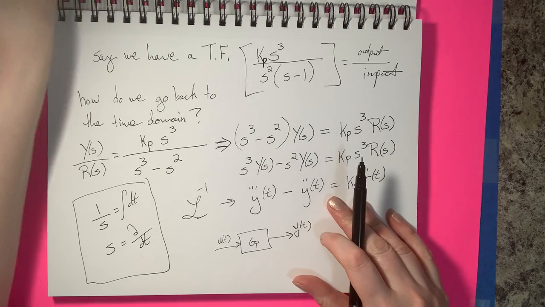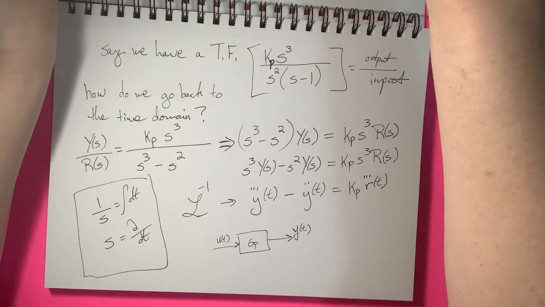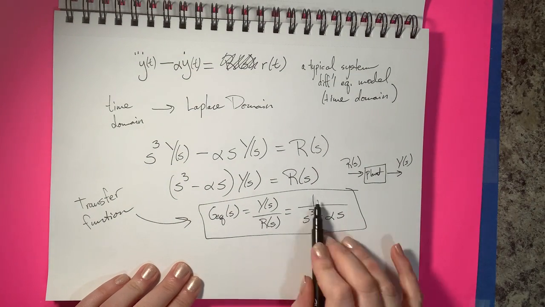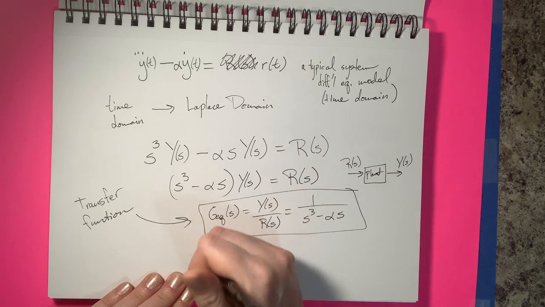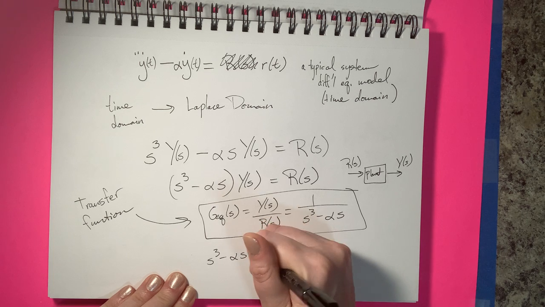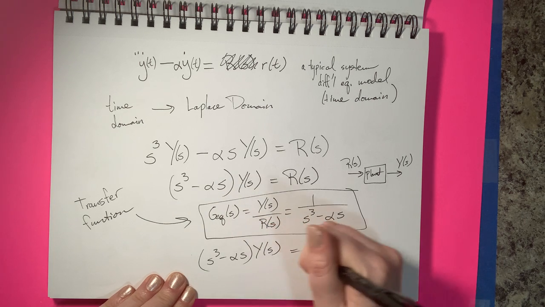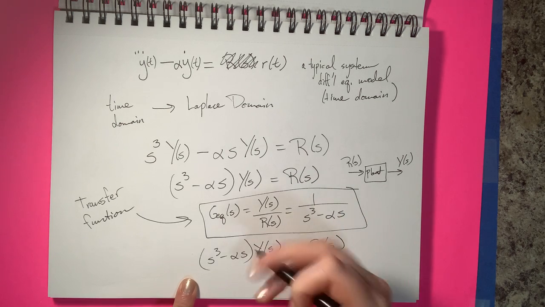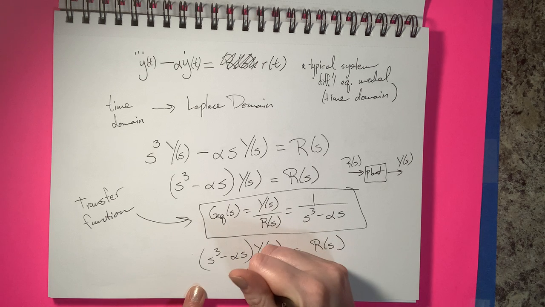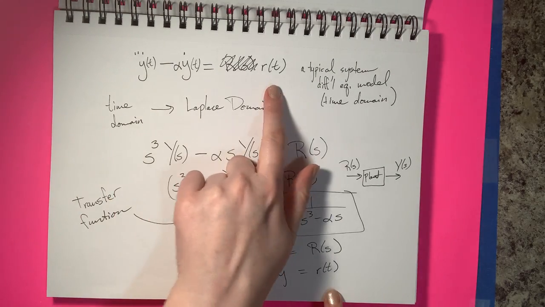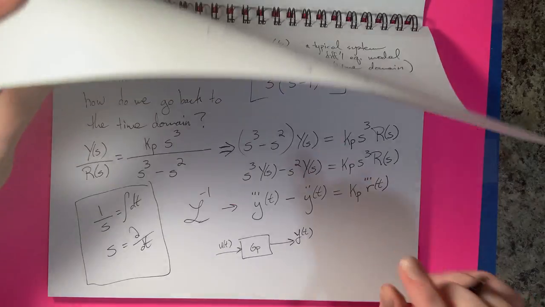All right, so now let's go back right to that other equation. So we know what the answer should be for this. But if we work backwards, we do our multiplication the same way, we would get s cubed minus alpha s times the y of s equals r of s. Okay, we would just multiply this back out and we should recover the y triple dot minus alpha y single dot equals r of t. Okay, and that is exactly what we started with. Okay, so just working back and forth.